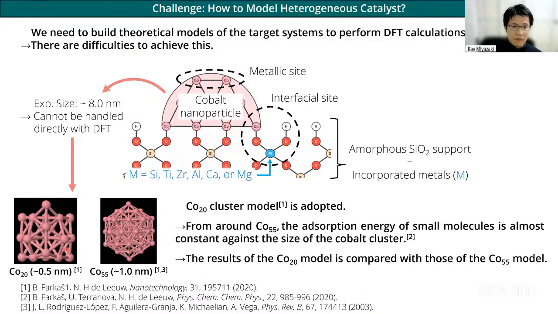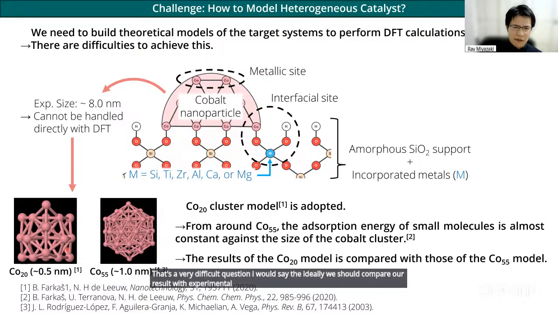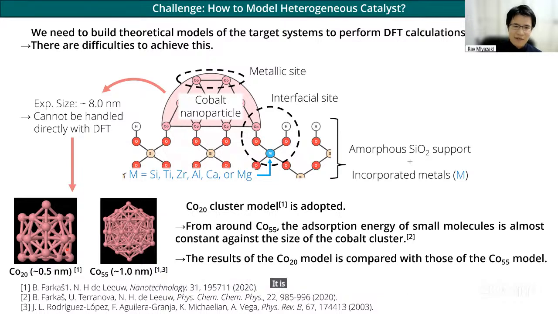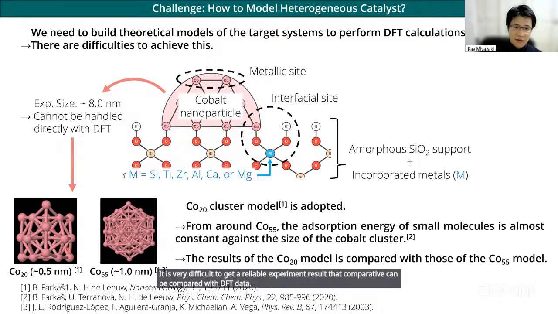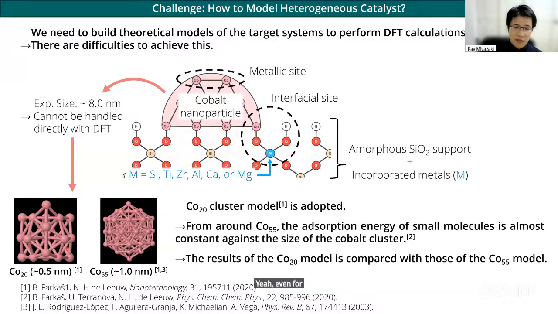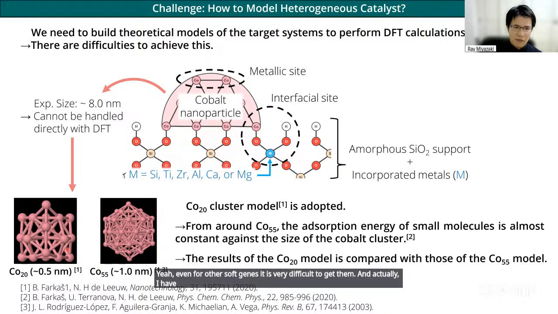Actually, that's a very difficult question, I would say. Ideally, we should compare our results with experimental data, and for some systems, we can do that. But for heterogeneous catalysis, it is very difficult to get a reliable experimental result that can be compared with DFT data. Even for adsorption energies, it is very difficult to get them. And I have asked our collaborator to get some kind of data, but it's a bit difficult.